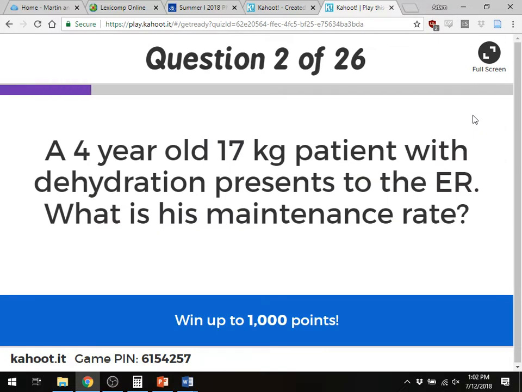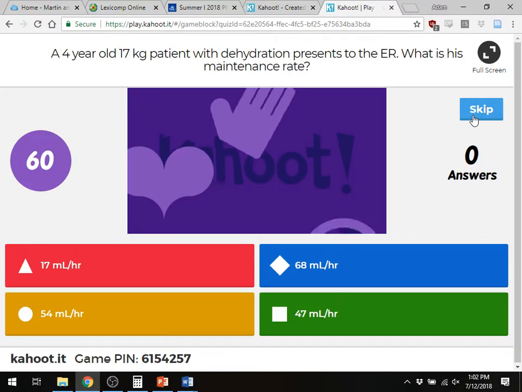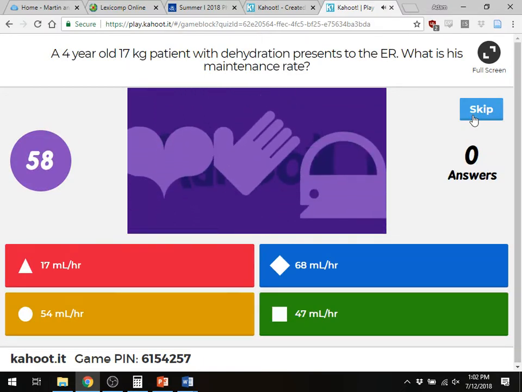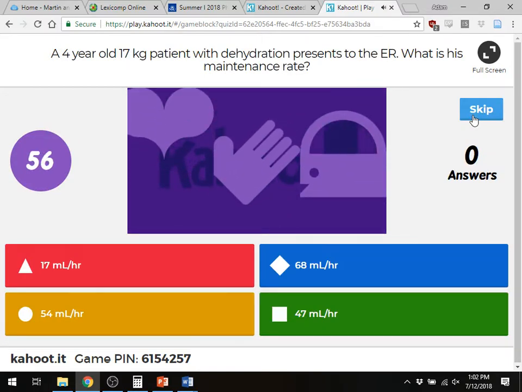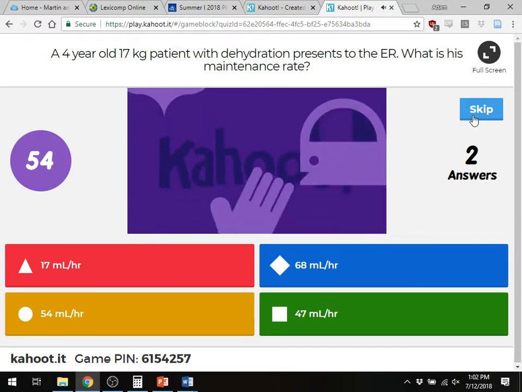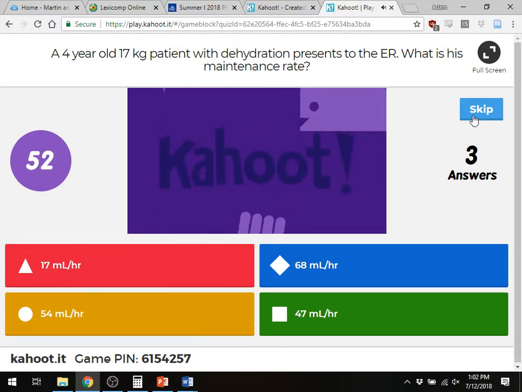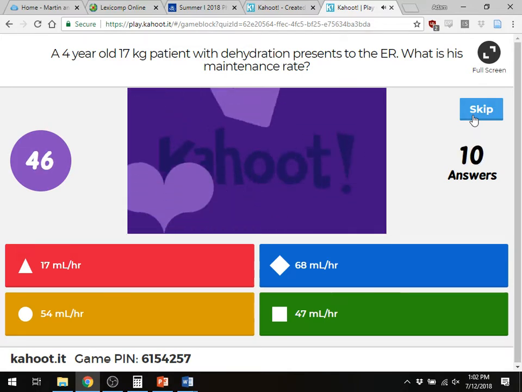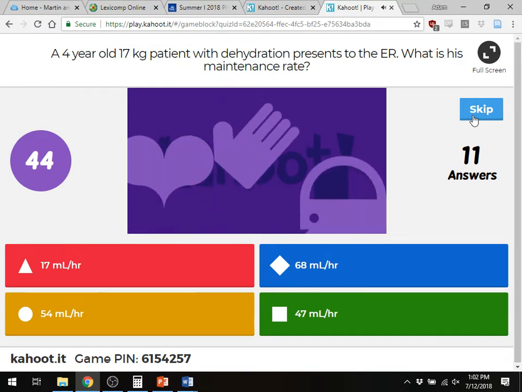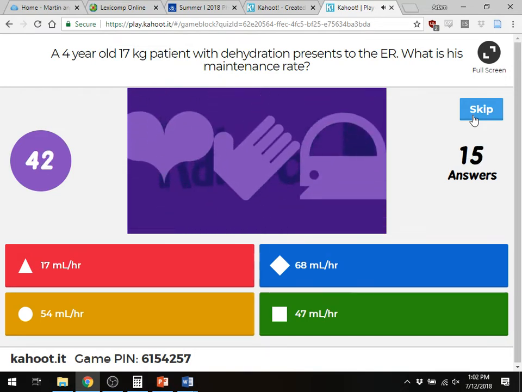Let's see, we have a 4-year-old, 17-kilogram patient with dehydration. They present to the ER. What's the maintenance rate of fluid that patient would need based off the 4-2-1 rule? Do you remember the 4-2-1 rule? I remember it. Do you? If you can go on a rotation, like a PEDS rotation, you can bust this out like second nature, you guys look like rock stars, I guarantee you.